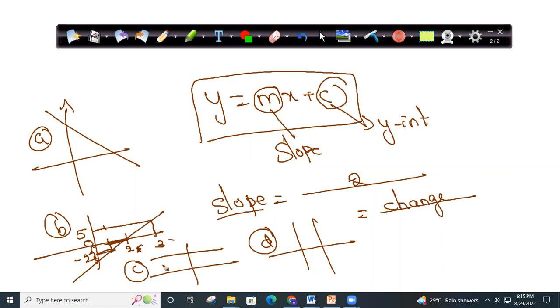What is the meaning of slope? You need to understand the base meaning: the change in y when x changes by 1 unit.